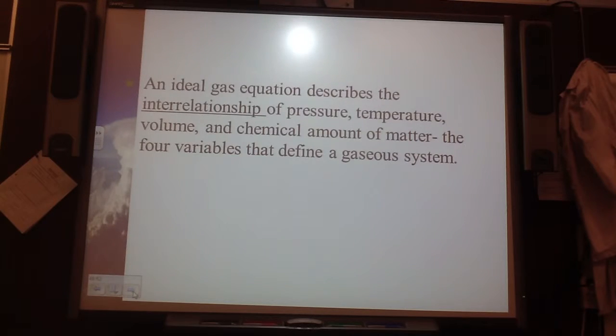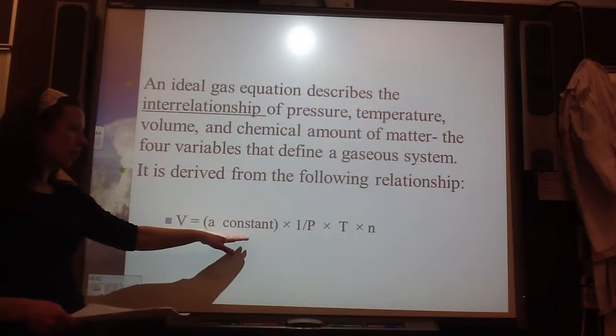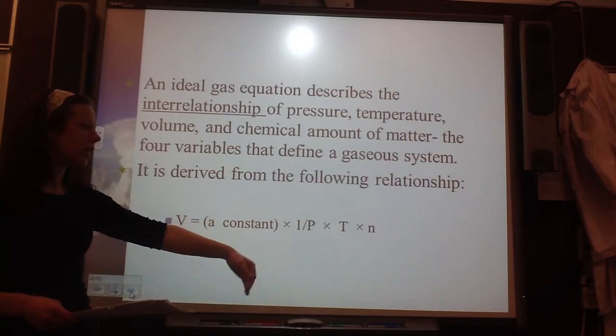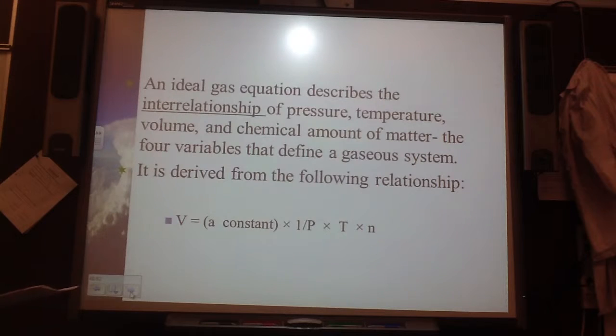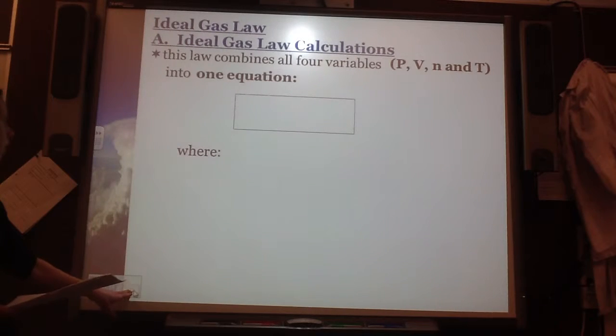An ideal gas equation describes the interrelationship of pressure, temperature, volume, and chemical amount of matter, the four variables that define a gaseous system. It is derived from the following relationship, where we have V equals a constant times 1 over P times T times n. This law combines all four variables into one equation. PV equals nRT.